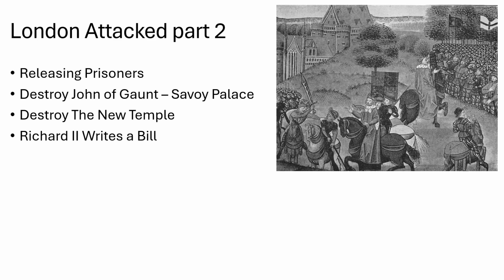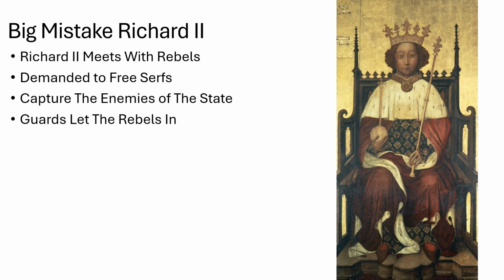Now, King Richard, in another attempt to calm the rebels down and get them to leave, writes a bill saying, "Hey, we'll talk about your various issues later. For now, you can all leave." The rebels did not leave. Because they didn't leave, King Richard decides to meet with the rebels one more time.